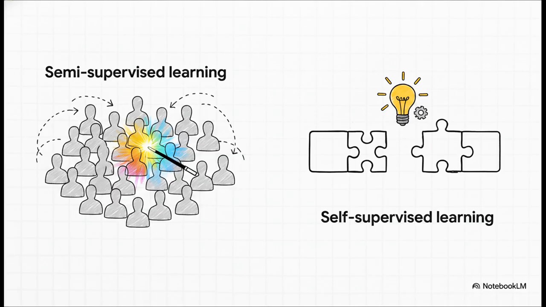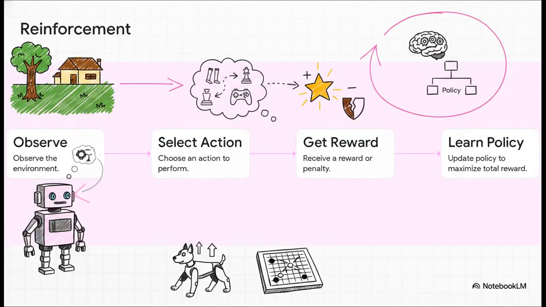Pretty clever, right? Our final type is reinforcement learning, and this is just a fascinating continuous loop. In this setup, the learning system is called an agent. It observes an environment, selects an action, and then gets either a reward or a penalty in return. Over time, it learns a policy, which is basically a master strategy of what actions to take to maximize its total reward. This is exactly how robots learn to walk without falling over, and it's precisely how DeepMind's AlphaGo analyzed millions of matches to completely master the incredibly complex board game Go.